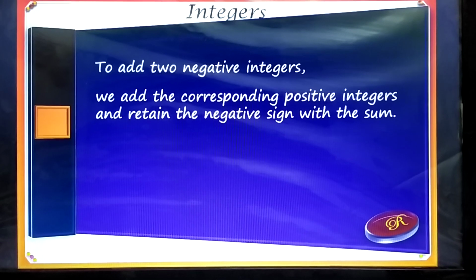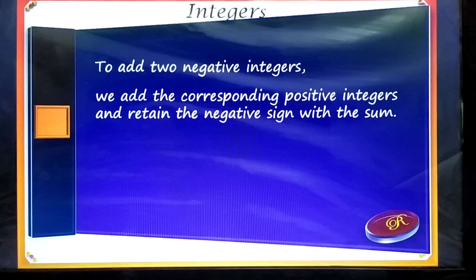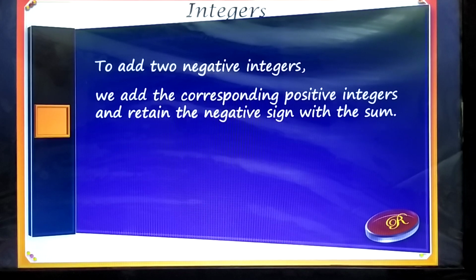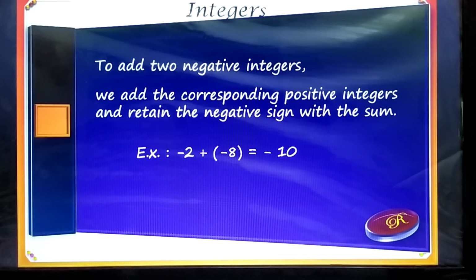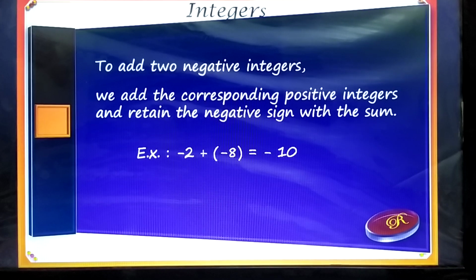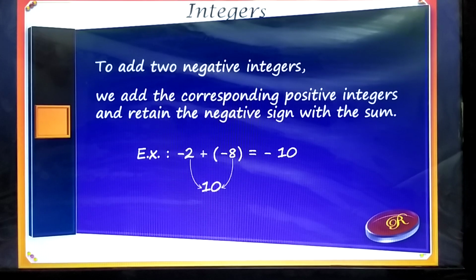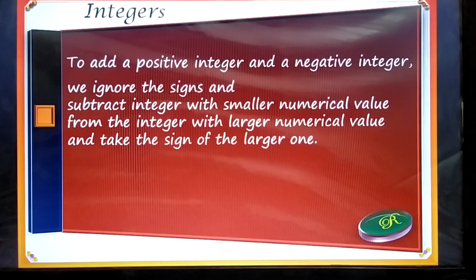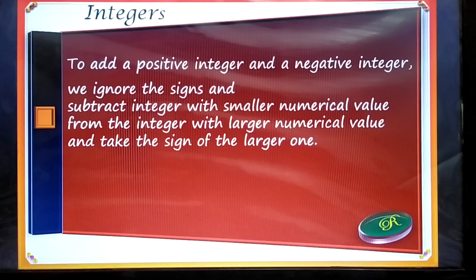To add two negative integers, we add the corresponding positive integers and retain the negative sign with the sum. For example, minus 2 plus minus 8 is equal to minus 10. In this example, 2 plus 8 is equal to 10. So, we should assign negative sign to 10. Very important concept.